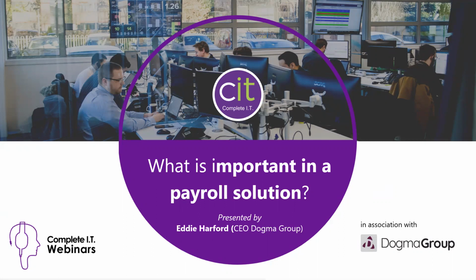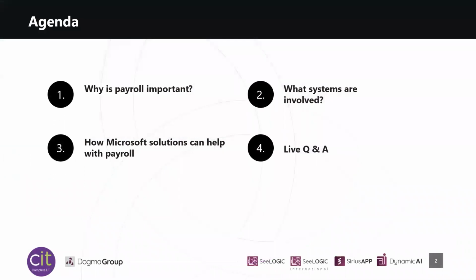Today, the topic is all about what's important in terms of payroll and payroll solutions. In terms of the agenda, we're going to go through the key areas that affect payroll. Fairly obvious, why is payroll important? I think staff will be able to tell you that quite quickly. What systems are involved in payroll? The different attributes which make up a payroll output, and how Microsoft can help with the payroll process. And then we've got some Q&A as well.